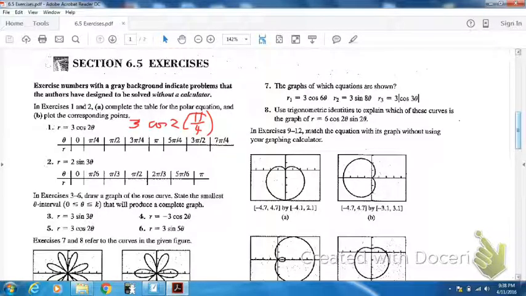Then when it says plot the corresponding points, I'm not going to make you do that. You can take your graphing calculator and just graph the function and draw me a picture of what that graph would look like.